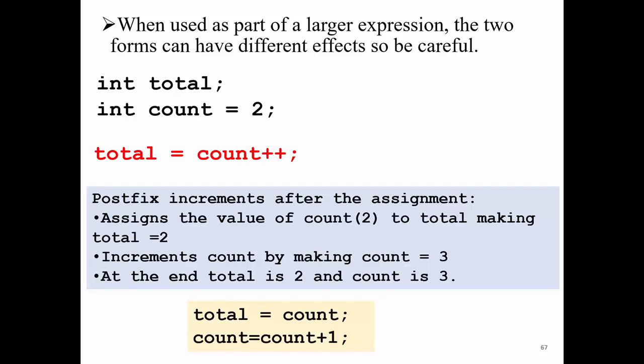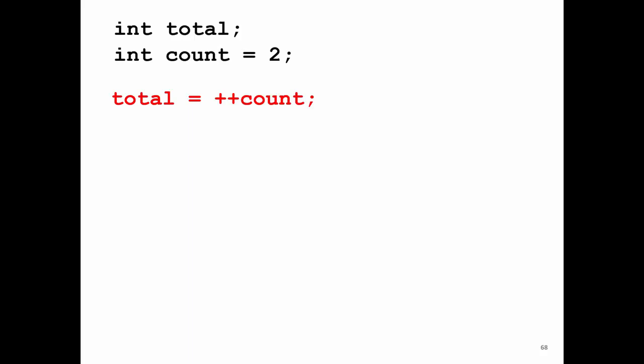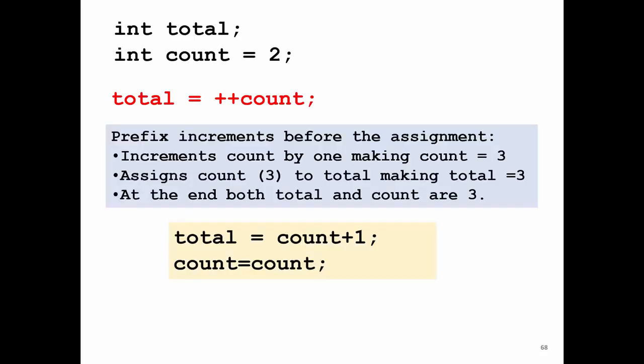So we have to be careful about post and pre-increment. This one, you are right. Both will have 3. This is what we call a pre-increment. We take the count value, which is 2, increment it first, then assign it to total. So there is a difference between pre-increment and post-increment. Any question?